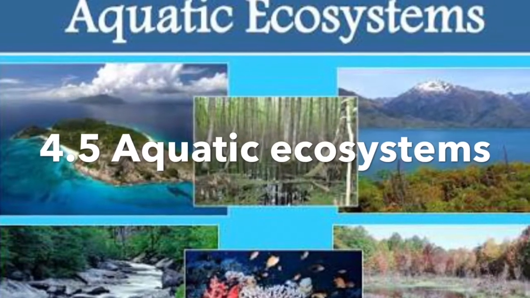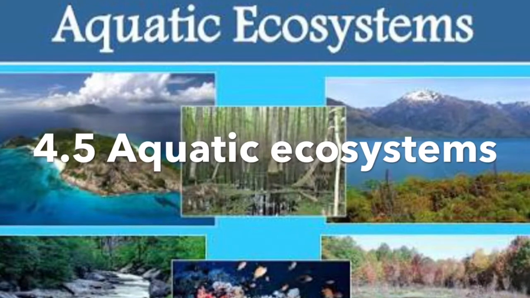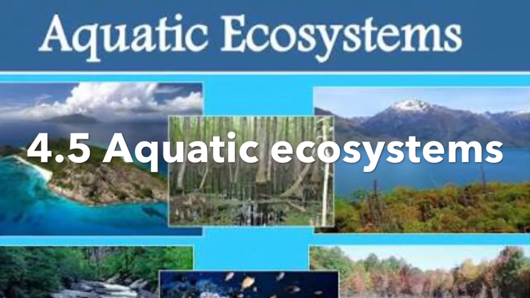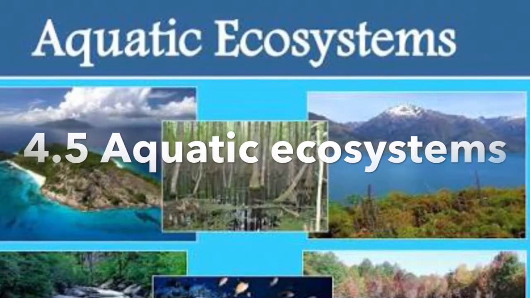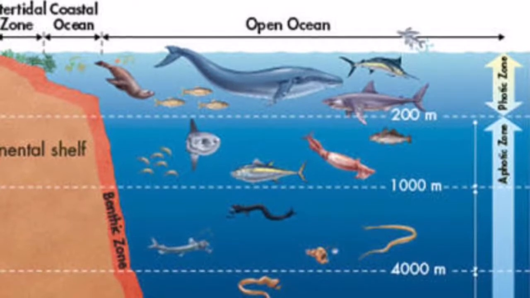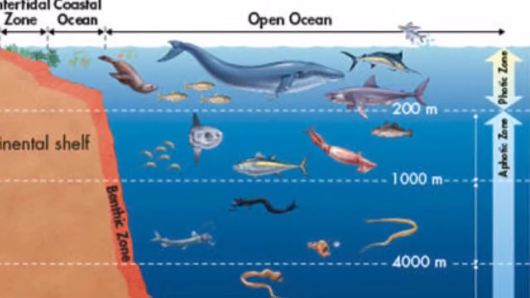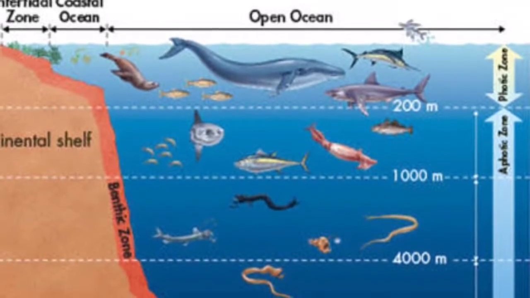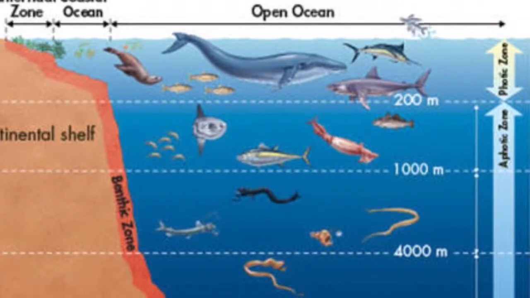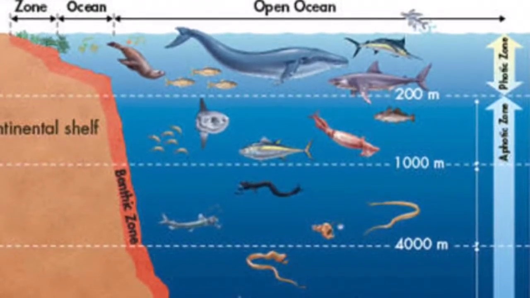4.5 Aquatic ecosystems. Aquatic organisms are affected primarily by the water's depth, temperature, flow, and amount of dissolved nutrients. Freshwater ecosystems can be divided into three main categories: rivers and streams, lakes and ponds, and freshwater wetlands. Estuaries serve as spawning and nursery grounds for many ecologically and commercially important fish and shellfish species. Ecologists typically divide the ocean into zones based on depth and distance from shore.